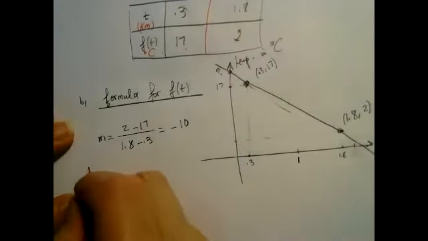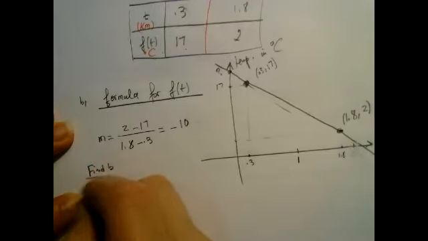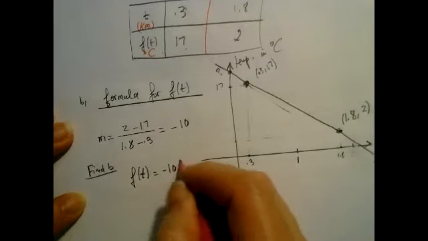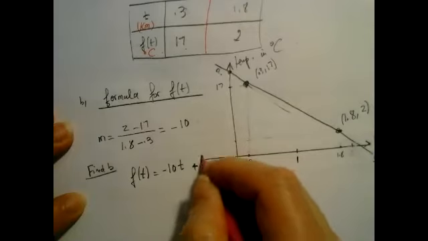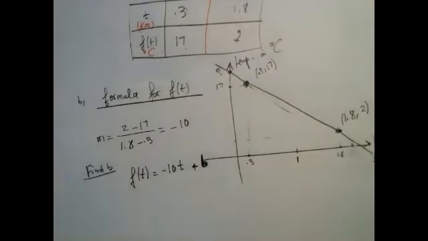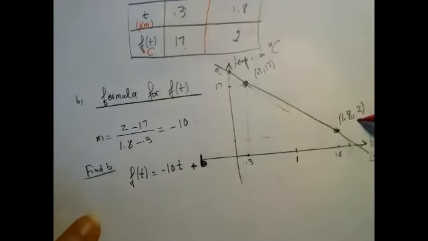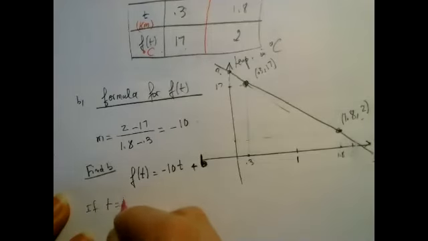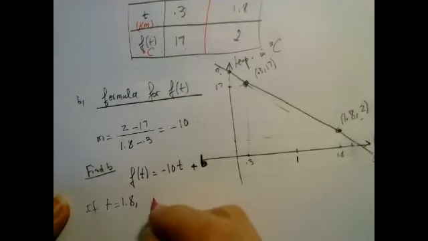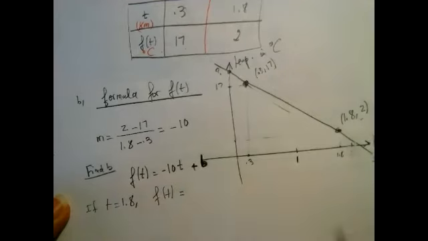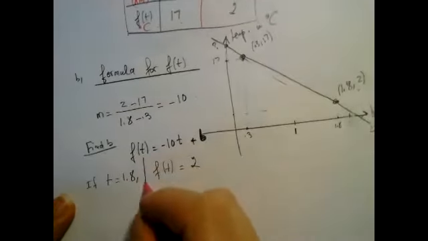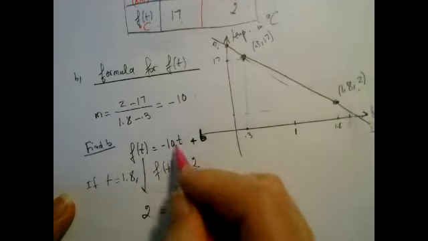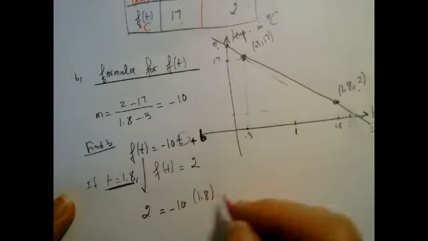Okay, so we need to find B. So we know that basically it's find the equation of the line. F of t now is minus 10 times t plus the B. To find the B, I can use any of those points. So now I know that if T is 1.8, the temperature, or the Y if you want, is equal to 2. So if I plug in 1.8 for T, here I should put 2.